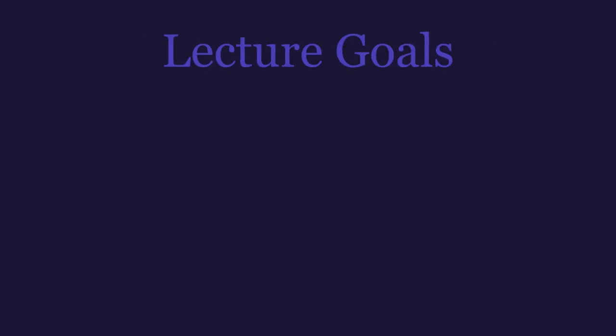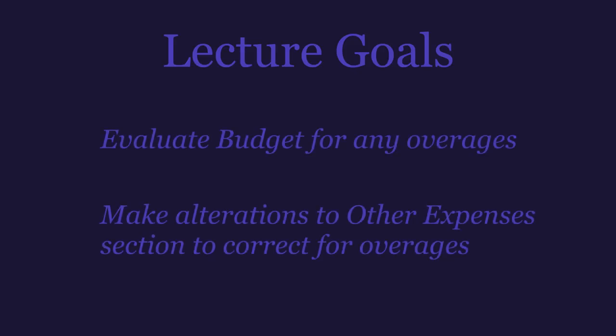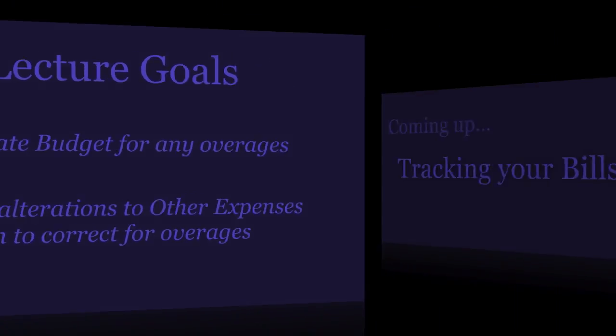So let's take a look at our lecture goals to see that we actually did complete them. The first one is to evaluate our budget for any overages. So we did. And then we made alterations to the other expenses section to correct for those overages. So congratulations for completing our evaluations lecture.